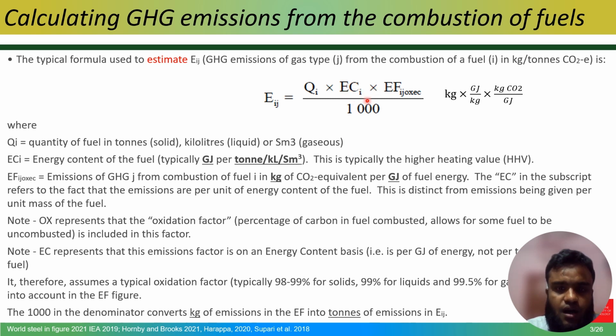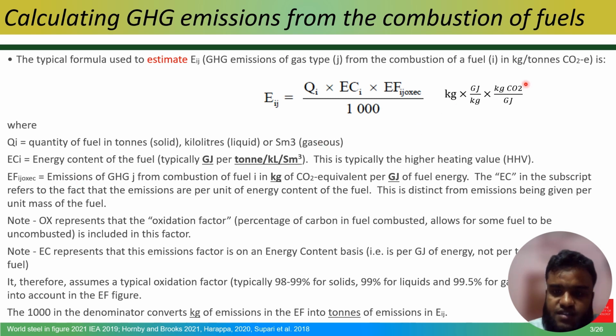EC_i is the energy content of fuel i, for example, gigajoule per ton, or kiloliter, or meter cube, etc. And EF_ijoxec represents emissions of GHG j, like CO2 or nitrogen oxide, etc., from the combustion of fuel i in kilogram of CO2 equivalent per gigajoule of fuel energy. The subscript EC refers to the fact that emissions are per unit of energy content of the fuel. EC is energy content, okay? And EF is the emission factor, like this amount of CO2 is generated per gigajoule of energy by the combustion of, for example, one kind of fuel.